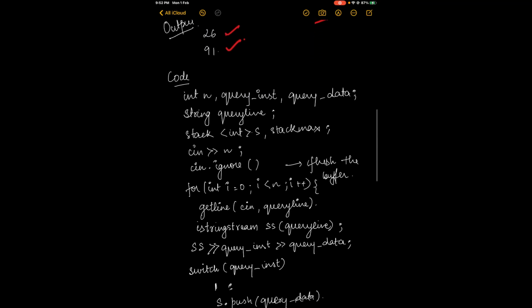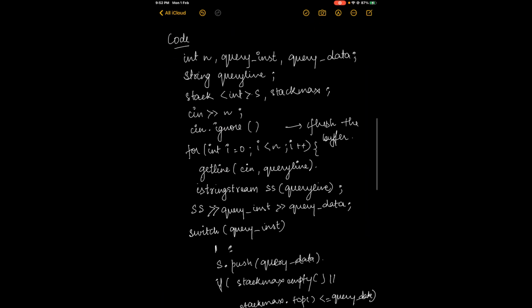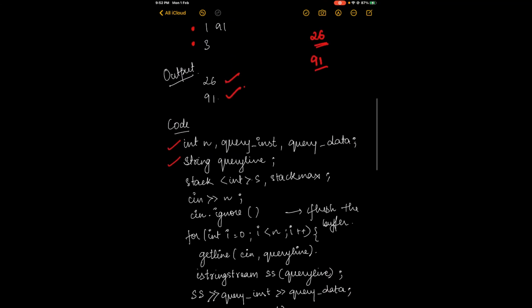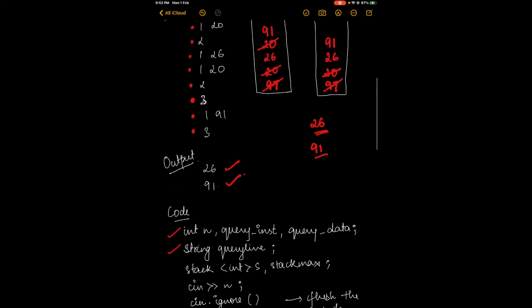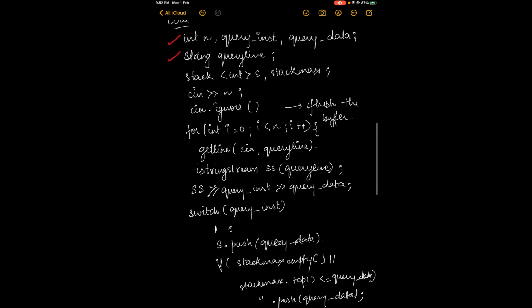So this is correct. Now let's look at the code. Firstly, we will be declaring variables and initializing them. There are integer variables and there is a string variable. We are taking a string variable because we need to take an entire string as input, like 1 20, 1 26, again 1 20. So we cannot just take an integer value because that will not count the spaces.